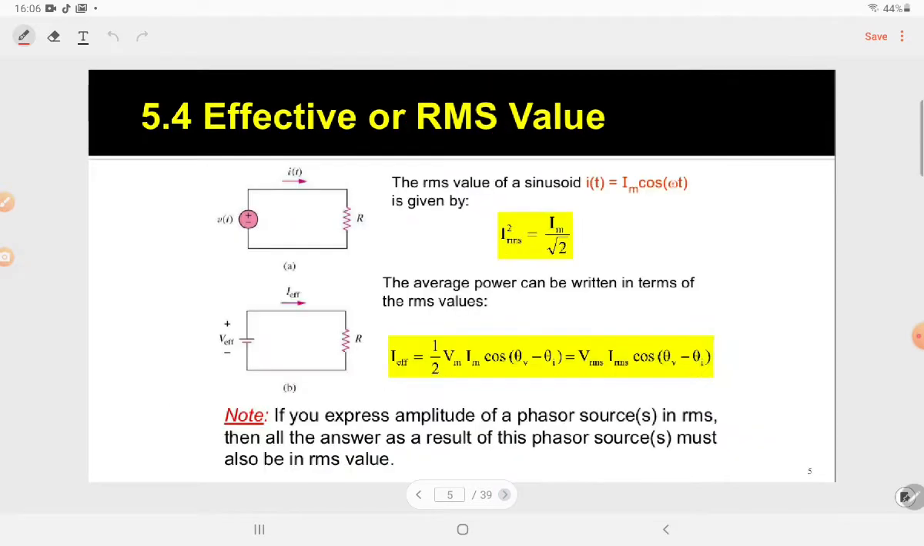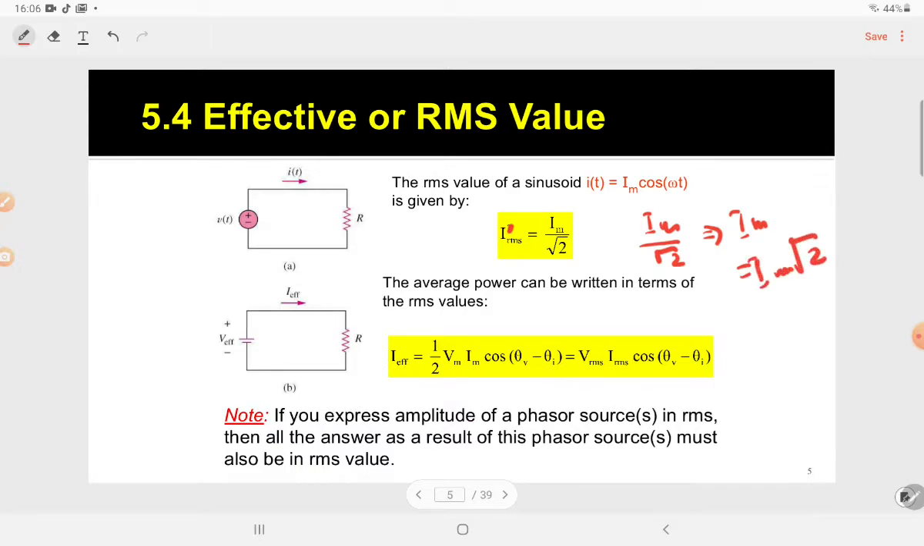Just some revision. I RMS is also equal to Im divided by square root of 2. Therefore, Im is equal to I RMS times square root of 2. This is basic in converting peak value to the RMS value.